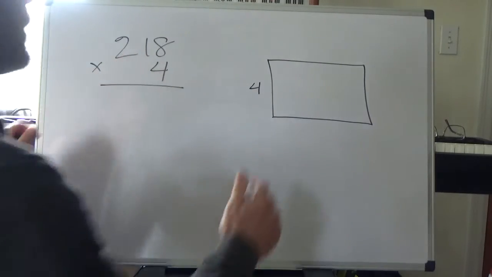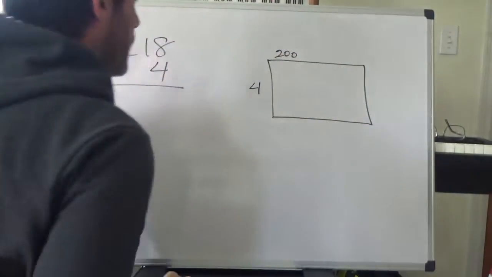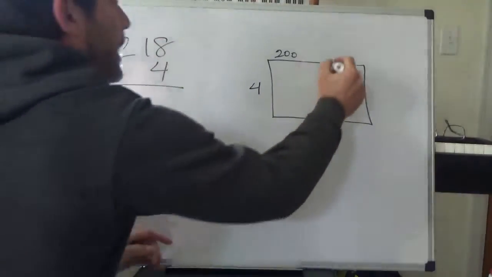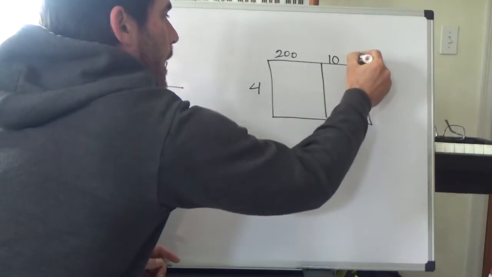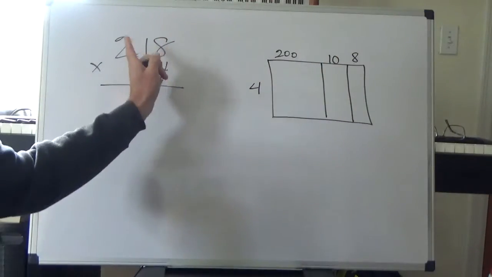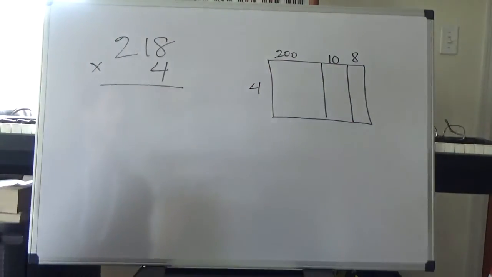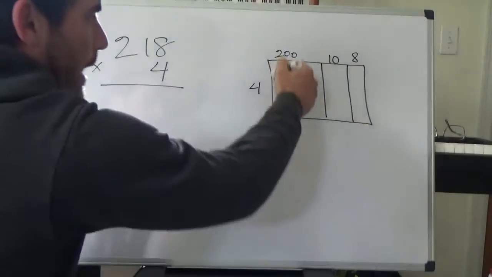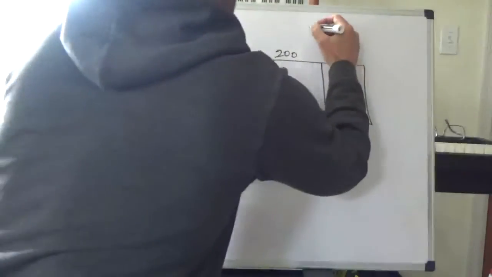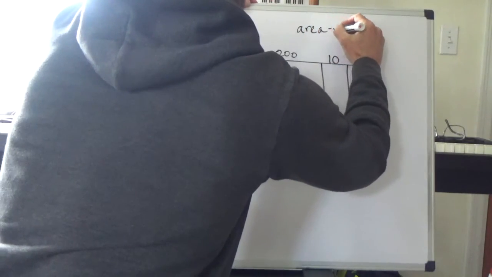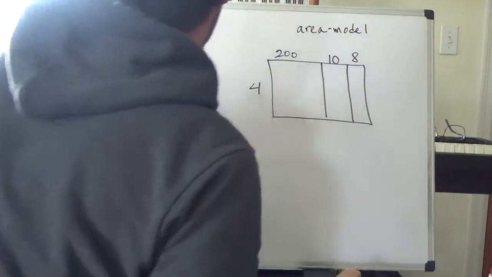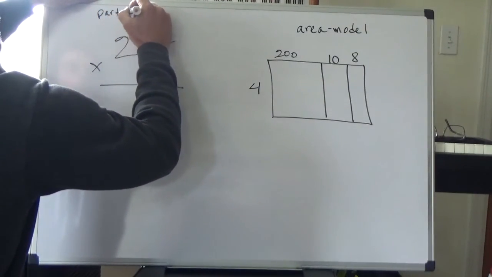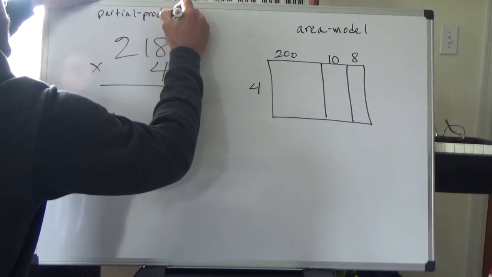and remember now I've got 218, so I need a 200. I'm going to break this into expanded form. The value of this 2 is 200, and then the 1 is 10, and then I'll have 8 here. So I just built this number, 218, right? And so I'm going to take all 3 different smaller areas, and in the end I'll add all this up, and when I add that up, it should give me the product or the answer. So this is the area model. I'll call this partial products. That is what it's called.